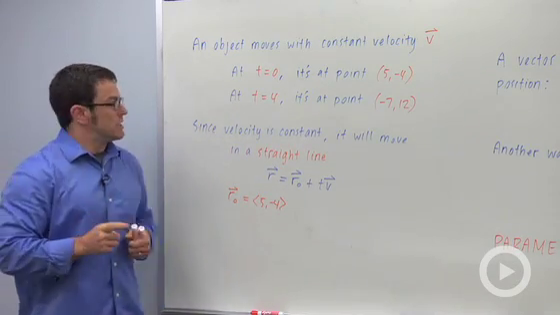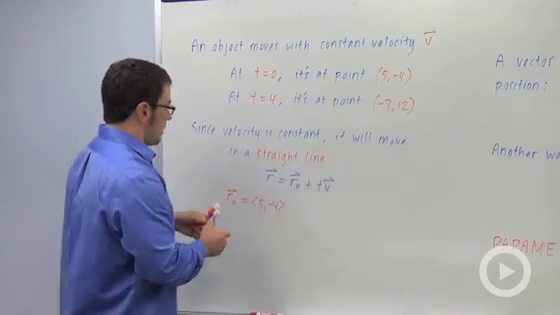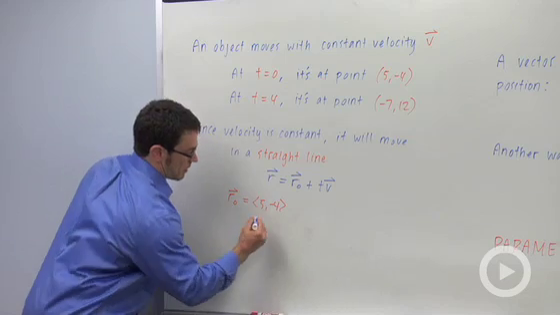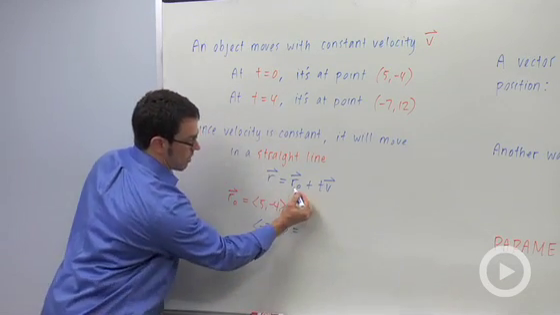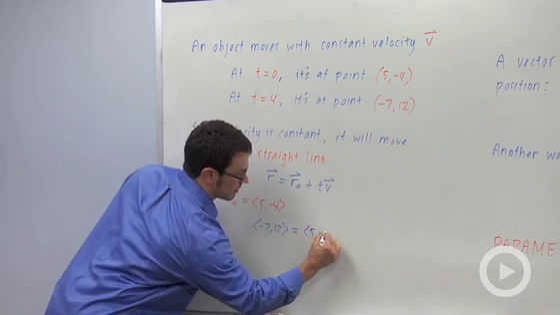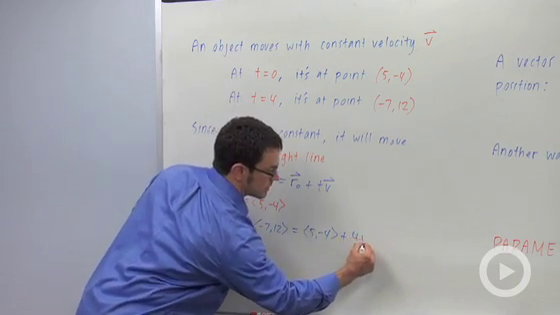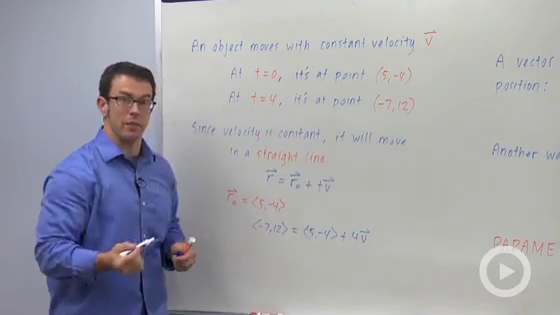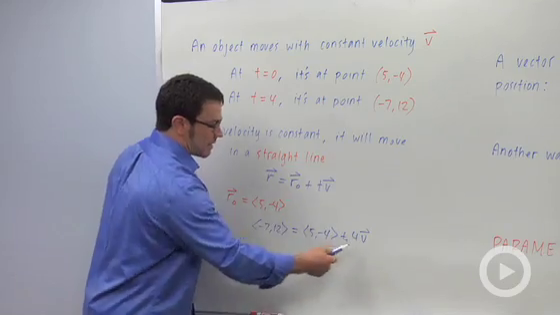Now we also know that when t equals 4, the position is (-7, 12). That means we get (-7, 12) equals r0, (5, -4), plus when t equals 4, 4 times the velocity, whatever that might be. Now we know it's constant, but we can use this equation to find out exactly what it is.